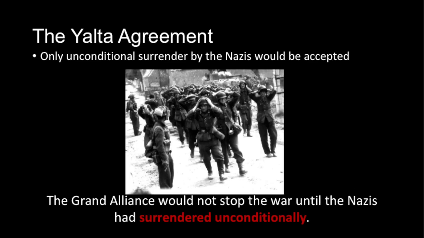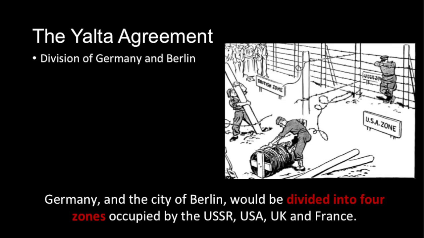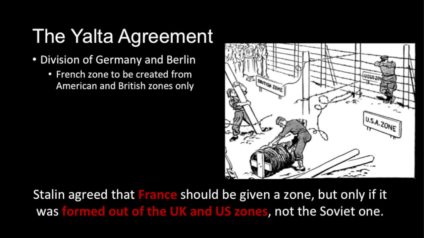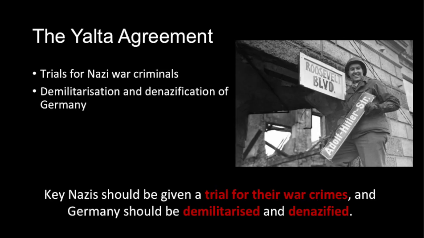They would not stop the war until the Nazis had surrendered unconditionally. The city of Berlin would be divided into 4 zones occupied by the US, UK, USSR, and France. Stalin agreed that France should be given a zone, but only if it was formed out of the UK and US zones. Key Nazis should be given a trial for their war crimes, and Germany should be demilitarized and denazified.